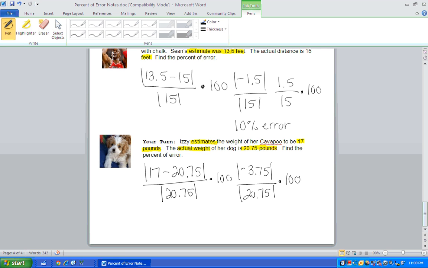Now here, you're going to get a long decimal on your calculator. So we can just round that to 18.1%. Or if you want to round it to the nearest whole number, because it didn't tell us exactly what to round to, that would be an 18% error. So either one of those would be an acceptable answer. So how'd you do on that one?